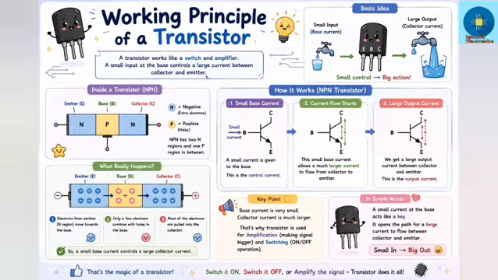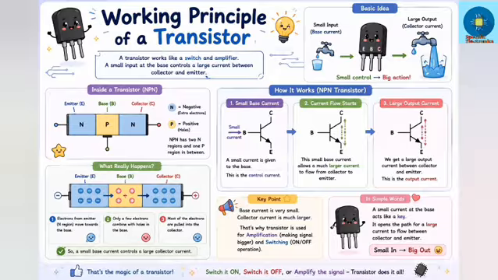Now let's understand the basic working principle of a transistor. The basic idea is very simple. A small input can control a large output. For example, in a transistor, a small current is applied to the base. This small input controls a much larger current flowing between the collector and the emitter. But how does this happen?